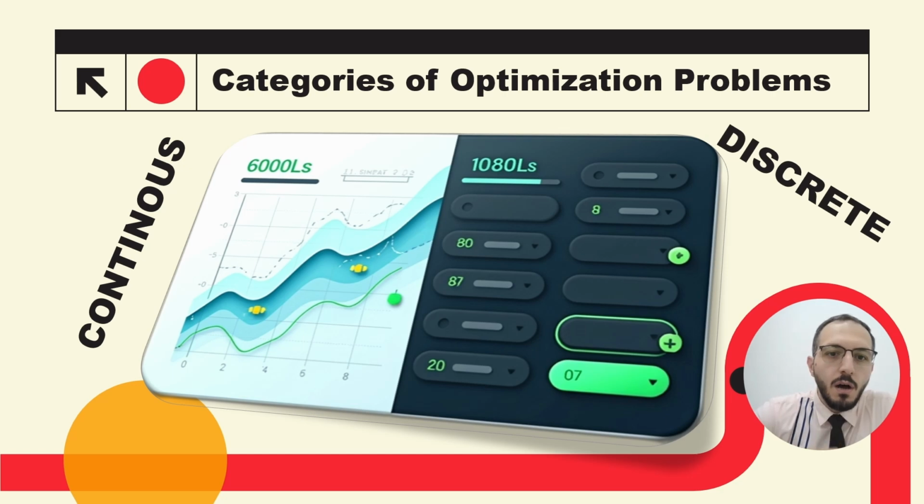These problems are harder to solve than continuous ones because the solution space is not smooth. It's not easy to draw, right? So you can't just take derivatives and move infinitesimally like in continuous.